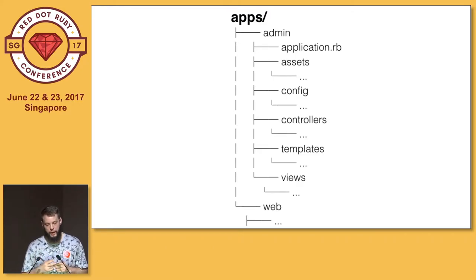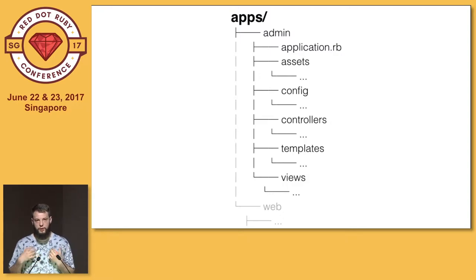We have one folder, the applications folder. In this folder, you can see some small applications. And in each application, for example, on this slide, the admin application, you can see controllers, view objects, routing, and some assets and templates in one place.